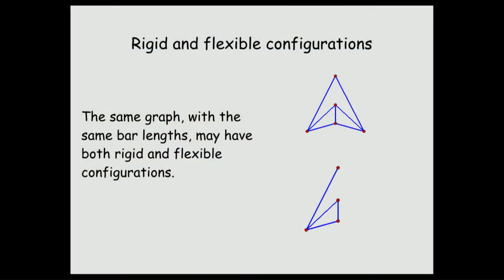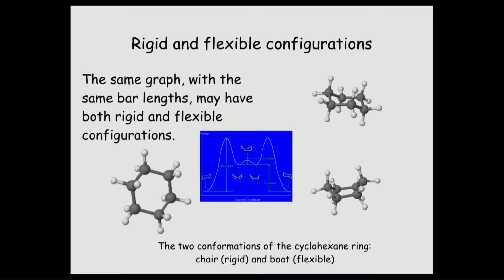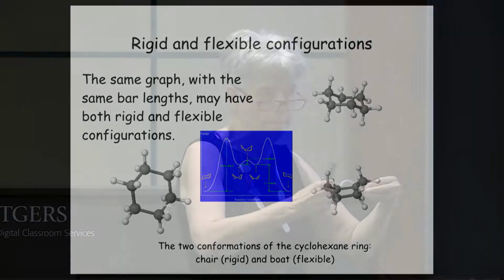Now, as I pointed out, the same graph with the same bar lengths may have both rigid and flexible configurations. And this is not a phenomenon that is unknown, so it's relevant. For instance, chemists immediately recognize this structure, the famous cyclohexane ring, which is a well-known molecule that has 2 conformations, the chair and the boat. And the chair is rigid and the boat is flexible. To get from one to another requires high energy, meaning that you actually stretch the bonds in order to move from one to another.